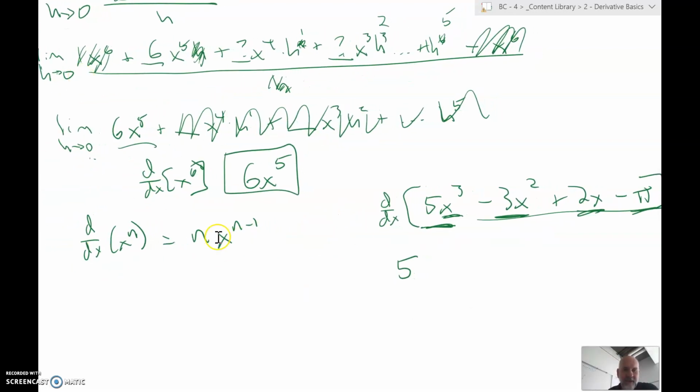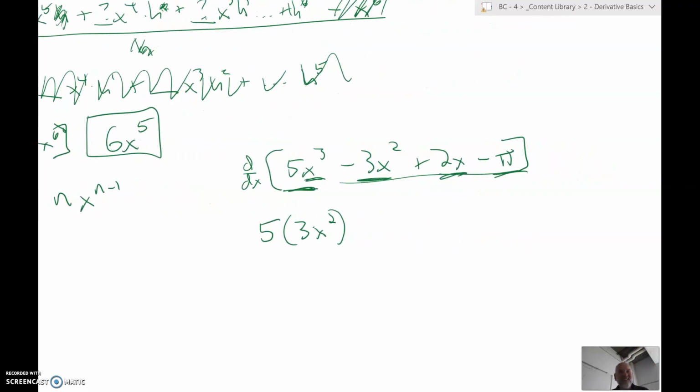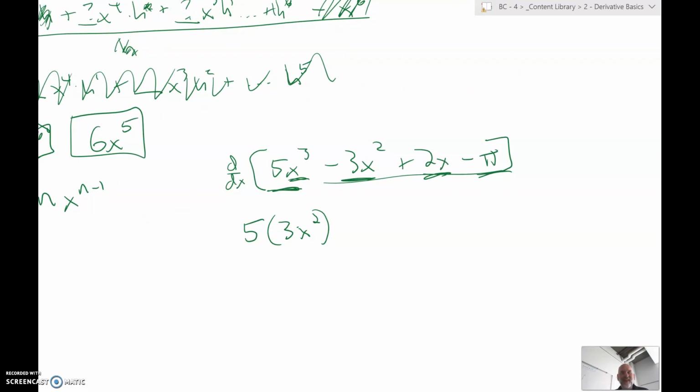Now, if you check out the formula here, this nx to the n minus 1, notice how the exponent that's up top is going to move in front. So the 3 that's up here is going to move in front and become a 3 down there. And then you've got x, and then the exponent gets 1 smaller. So it was 3, and now it's 2. And this would be multiplying. And that's all you've got to do. Bring the constant along, do the derivative of the function, and then multiply them together afterwards.